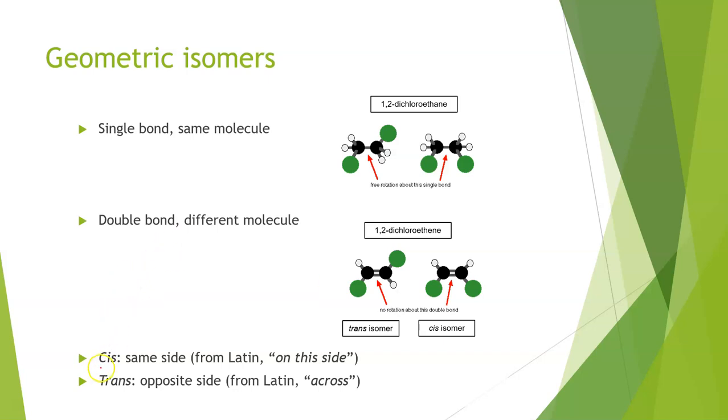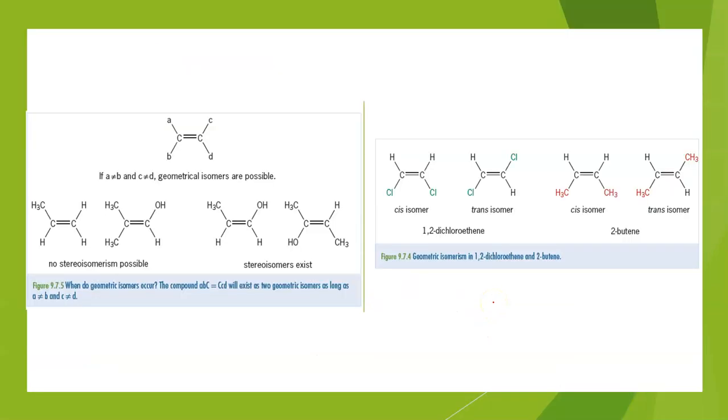So the terms are cis for the same side and trans for across. You can see here that if these are chlorines, then the chlorines are across the double bond here, whereas in this configuration the two chlorines are on the same side, so we refer to this as the cis isomer. Okay, so this is trans-1,2-dichloroethene, and this is cis-1,2-dichloroethene. So anytime we have a double bond and groups across the double bond, we're going to have this isomerism.